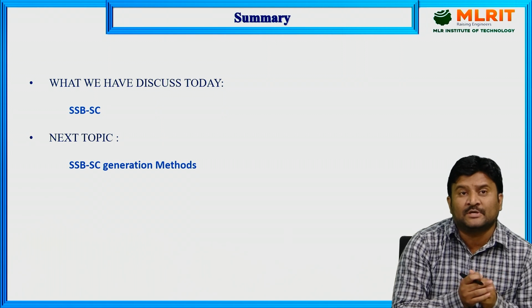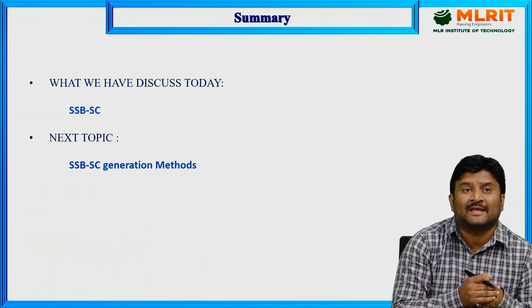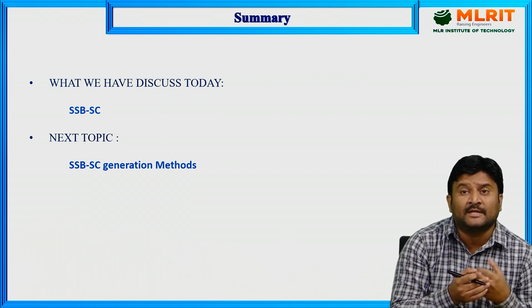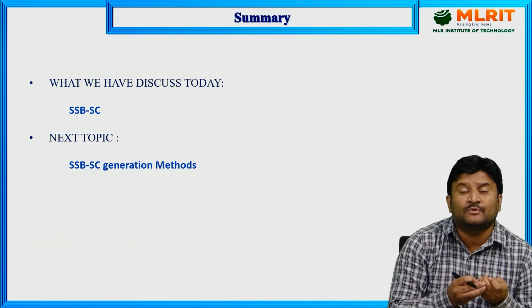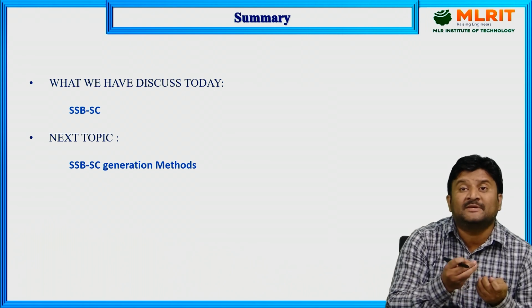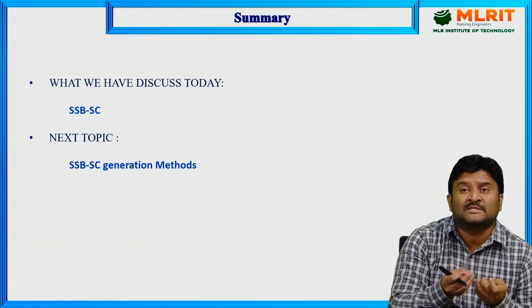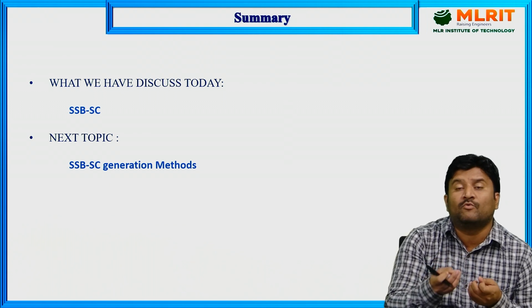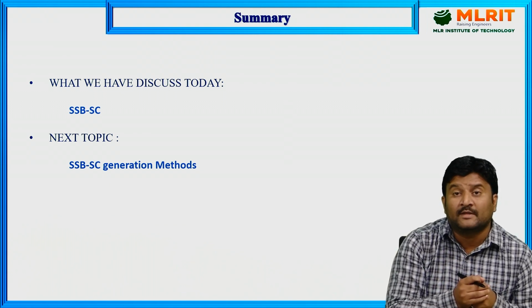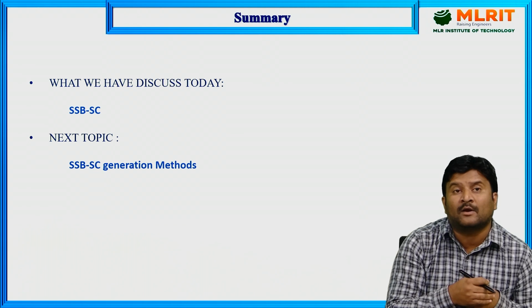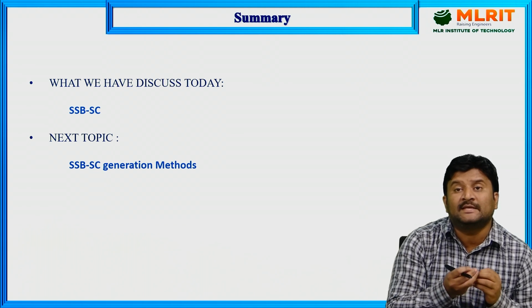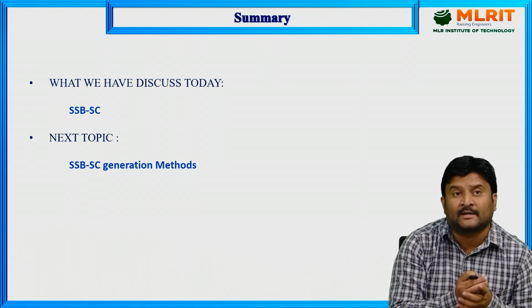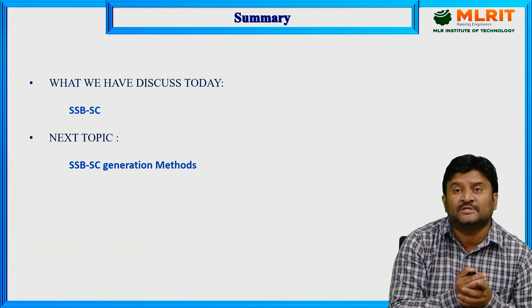In the coming session, we will discuss SSB-SC generation methods, nothing but what methods we use to generate an SSB-SC waveform. We know very well that an SSB-SC waveform means the output of the SSB-SC modulator should be only one sideband of information. Therefore, what methods do we have to generate only a single sideband at the output side? Nothing but SSB-SC generation methods.